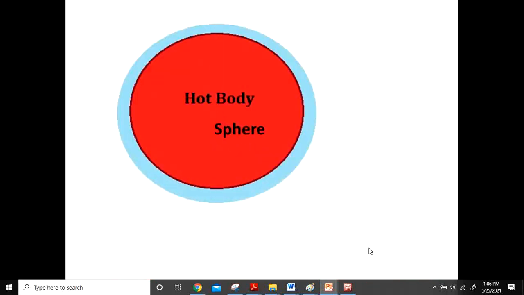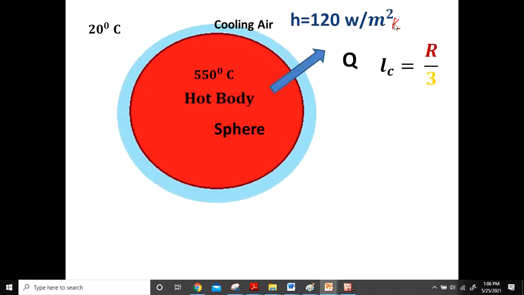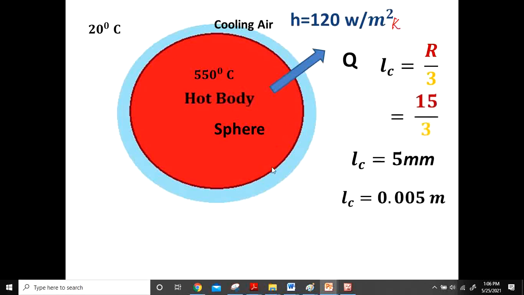The sphere is this one, maintained at 550 degrees Celsius. The ambient temperature is 20 degrees Celsius. Cooling air will be there, having the heat transfer coefficient 120 watt per meter square Kelvin. Heat is transferred like this. The characteristic length is going to be R by 3. Convert that into meters.